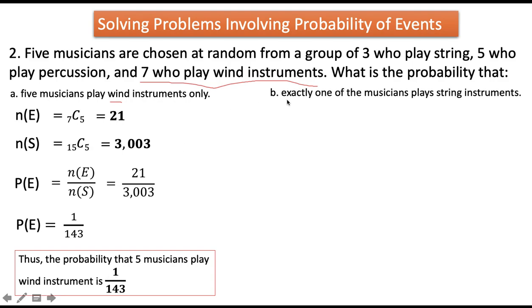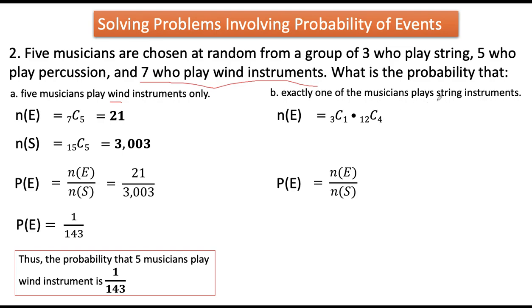What if we want to form a group of 5 musicians wherein exactly one of the 5 musicians plays string instruments? So let's start taking the cardinality of the event. Our event here is a group of 5 wherein one of them, exactly one of them, plays string instruments. Then the other 4 play wind or percussion. So let's start with this 3 combination 1. Why is it 3 combination 1? Where did we get this?